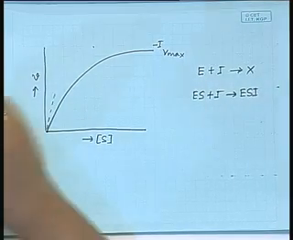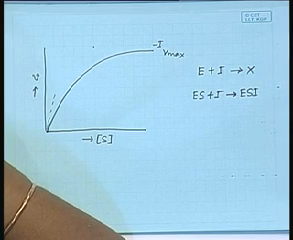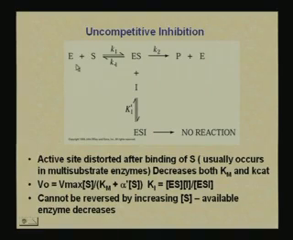Right? Let us go back here. E plus I does not happen here. That happens for non-competitive inhibition. When we have ES here, ES plus I will give you the ternary complex ESI and there is no reaction. It usually has an effect on the Kcat value where your Vmax is decreased.